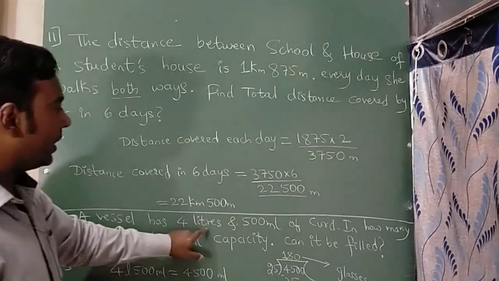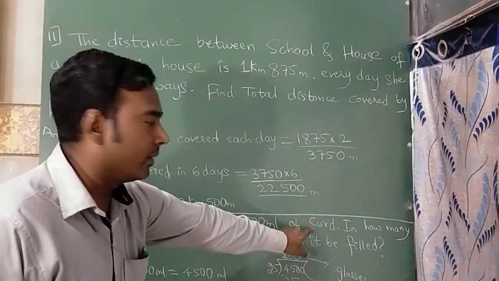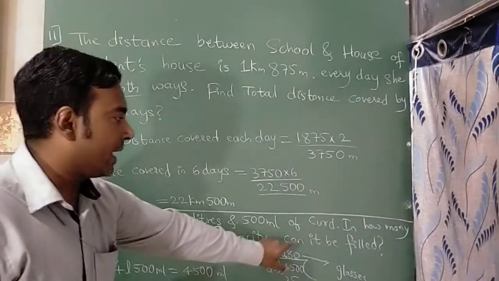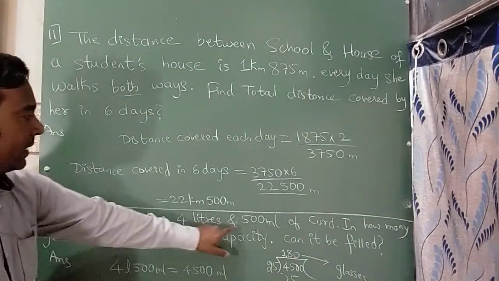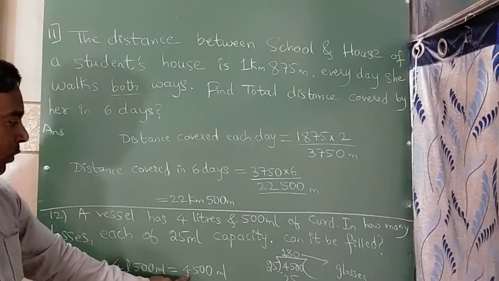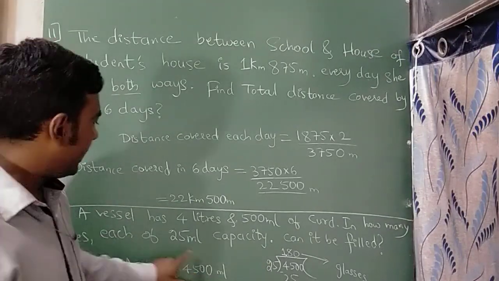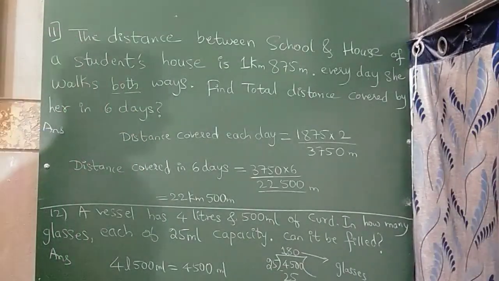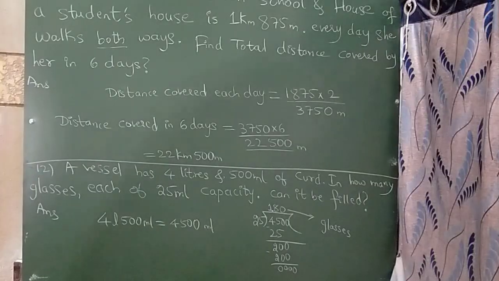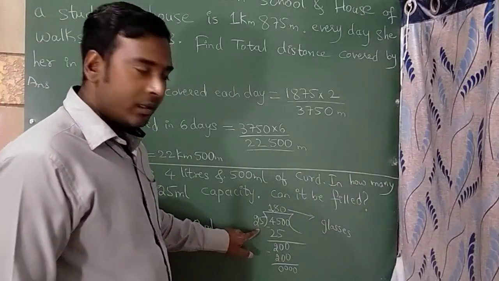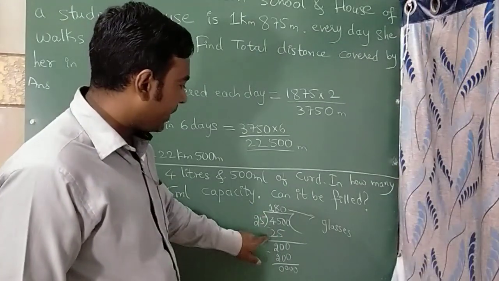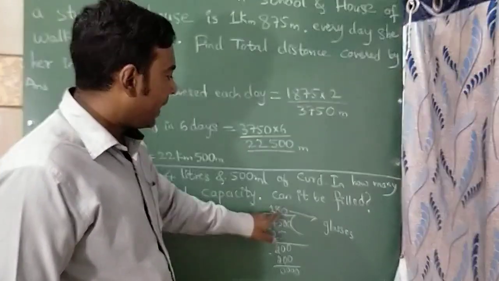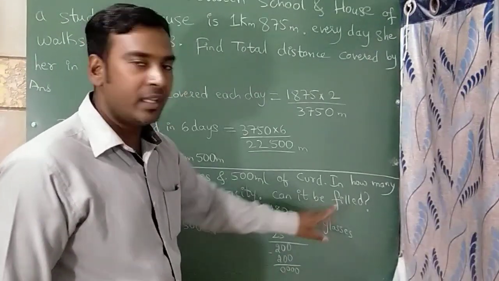A vessel has 4 liters and 500 ml of curd. In how many glasses, each of 25 ml capacity, can it be filled? So 4 liter and 500 ml can be written as 4500 ml, and 25 ml. So 25 I have written here, 4500 here. 25 ones are 25. If you subtract, you will get 20. Take that 0. 25 8s are 200. So 180 glasses can be filled.